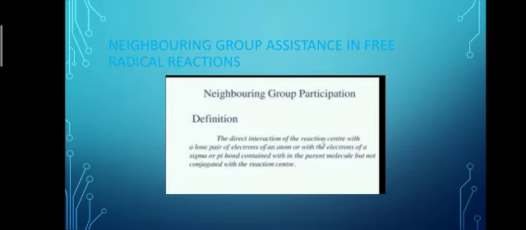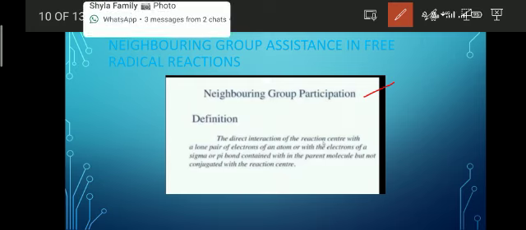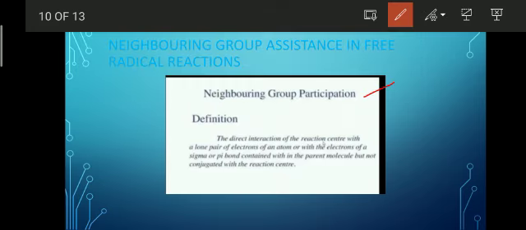Neighboring group assistance in free radical reactions. Let us know the definition of neighboring group participation. It is the direct interaction of the reaction center with the lone pair of electrons of an atom, or with the electrons of a sigma or pi bond contained within the parent molecule but not conjugated with the reaction center. It is called neighboring group participation, also called NGP.